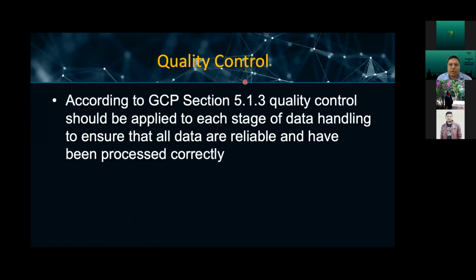The last part is quality control, how it is maintained. According to the GCP section 5.1.3, quality control should be applied to each stage of data handling to ensure that all the data are reliable and have been processed correctly.